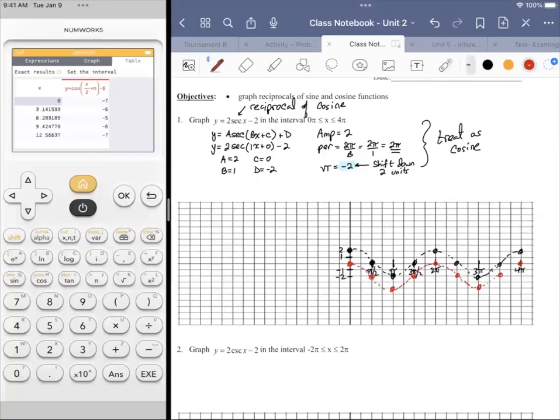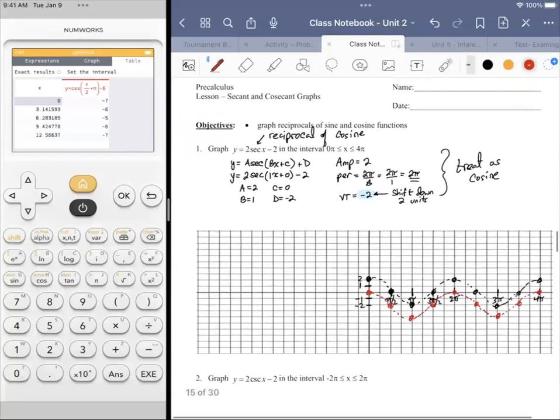Now, these reciprocal graphs can get kind of messy, so just bear that in mind. But it gets the job done, right? So what we're going to do is create vertical asymptotes, all right? Anywhere that the original cosine function was equal to 0, the secant function has to be undefined. And that's the nature of the relationship.